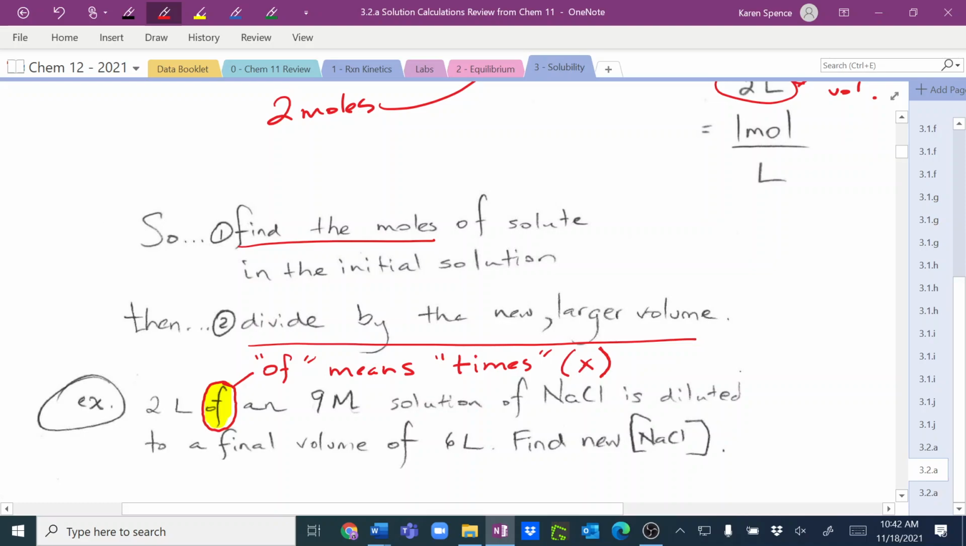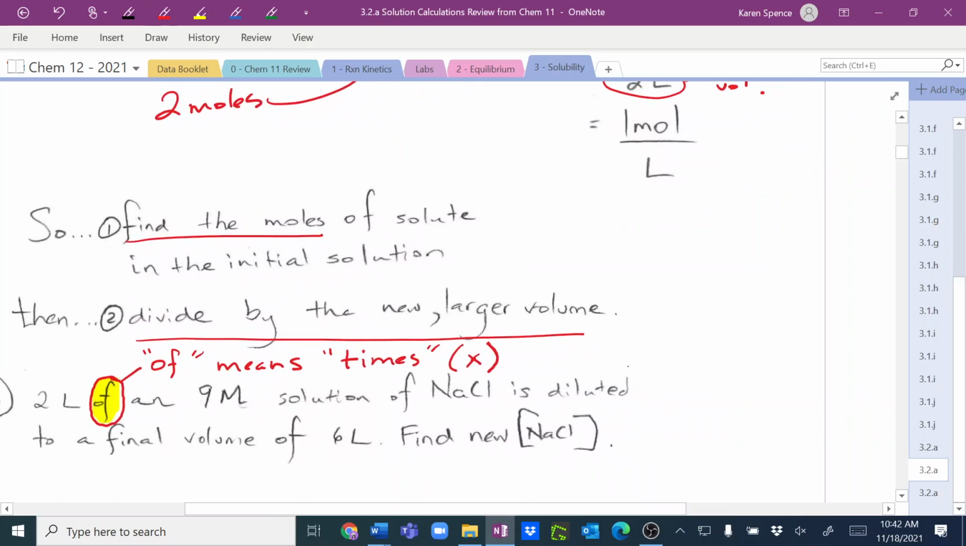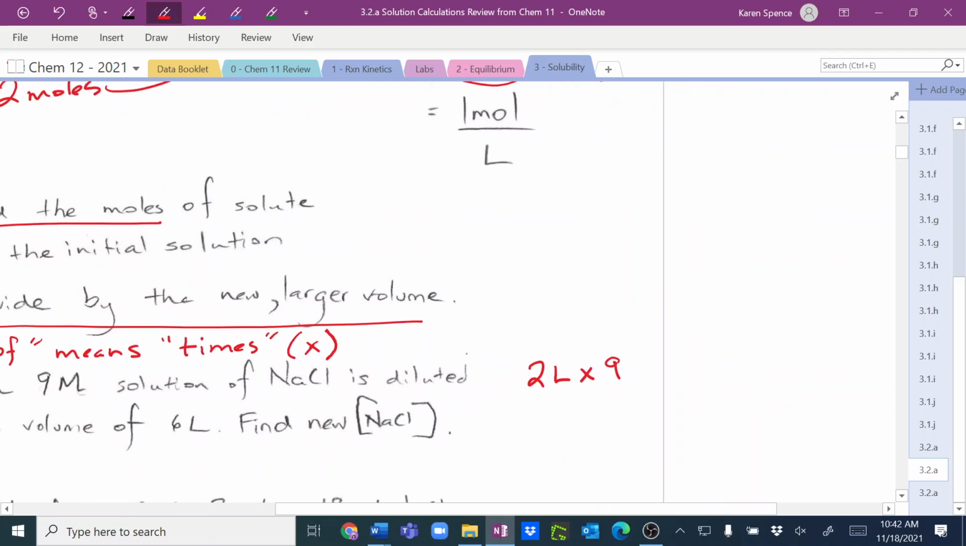So when it says 2 liters of a 9 molar solution, that actually gives you a clue of what the first thing you are going to do in this question is. You are going to take 2 liters times 9 molar. Yeah? So let's see what it looks like when we do that. 2 liters times, and you don't have to write this down because it's just down below, times 9 molar, which is 9 moles per liter, right? That is 9 molar.